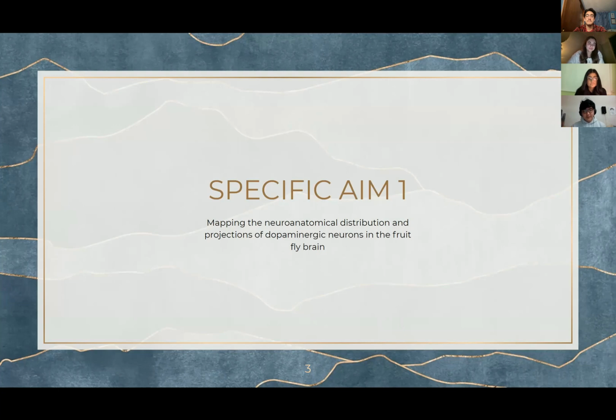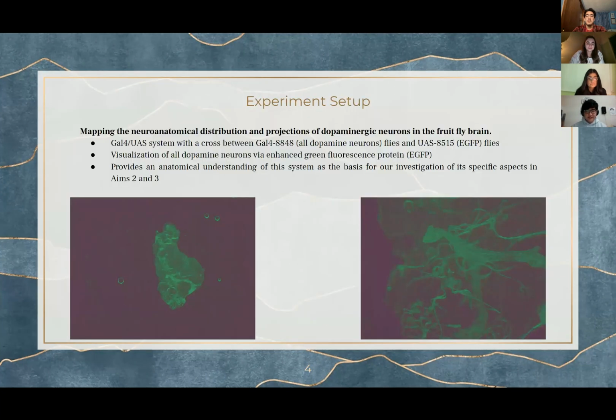So our specific aim 1 was mapping the neuroanatomical distribution and projections of dopaminergic neurons in the fruit fly brain. More on that in the next slide. Our experiment setup for this was to use the GAL4/UAS system in order to visualize all the dopamine neurons in the fruit fly brain. To do this, we use GAL4-8848, which targets all dopamine neurons, and UAS 8515, which is eGFP.